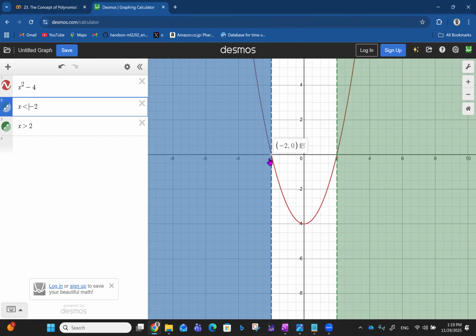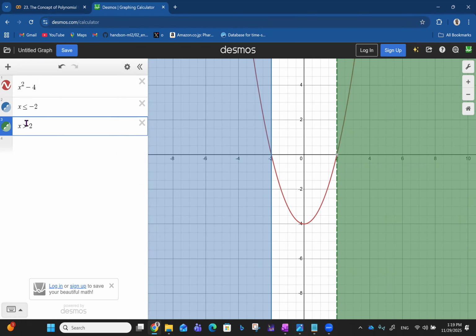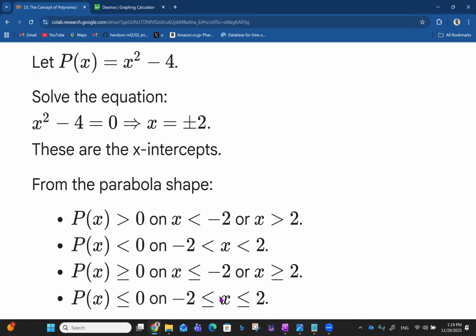So that means that the roots are not part of it. But if you include equality, the line is now bold. See, this one is still dashed. But if you come here and say equality, it's now bold. So that means it now includes the roots like that. Okay? So we have the same thing for the other one.